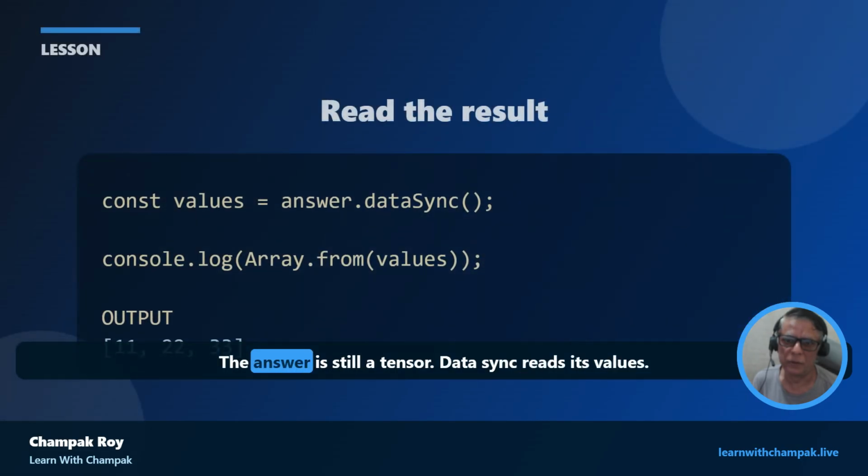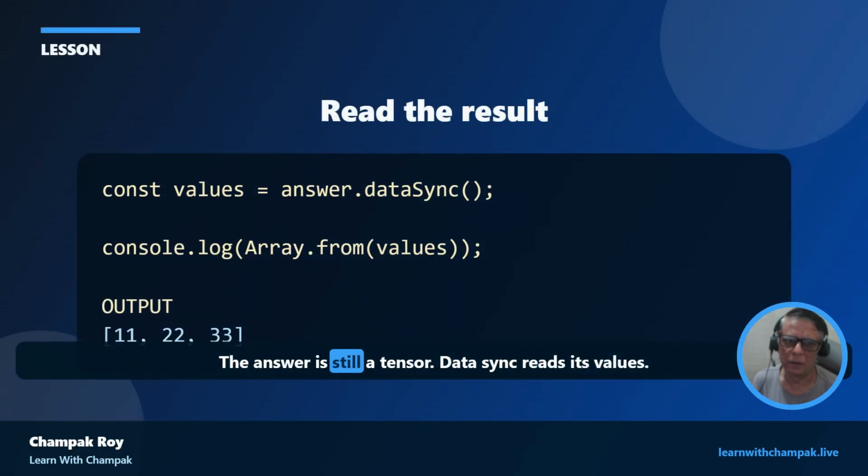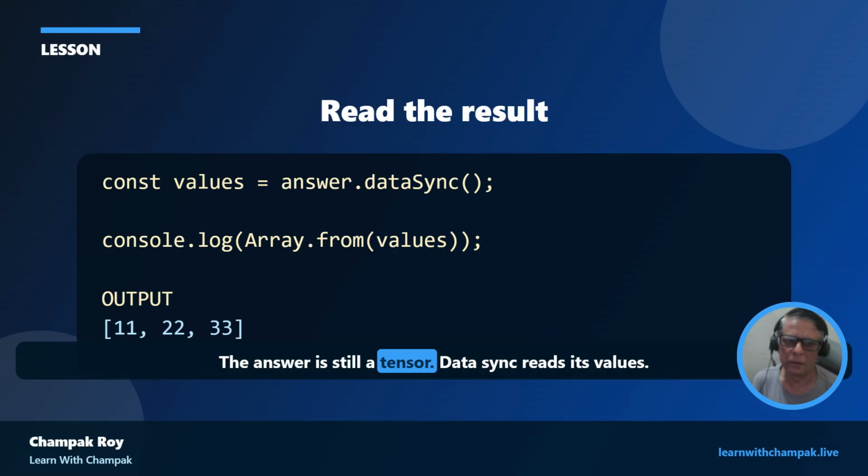The answer is still a tensor. dataSync reads these values. Converting these values to an array gives the final output: 11, 22, and 33.